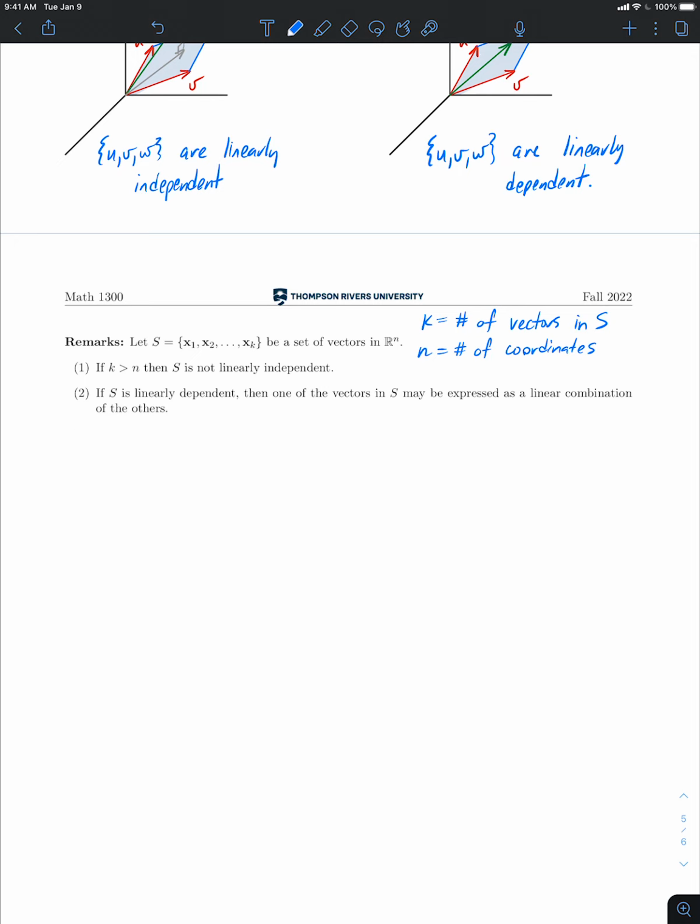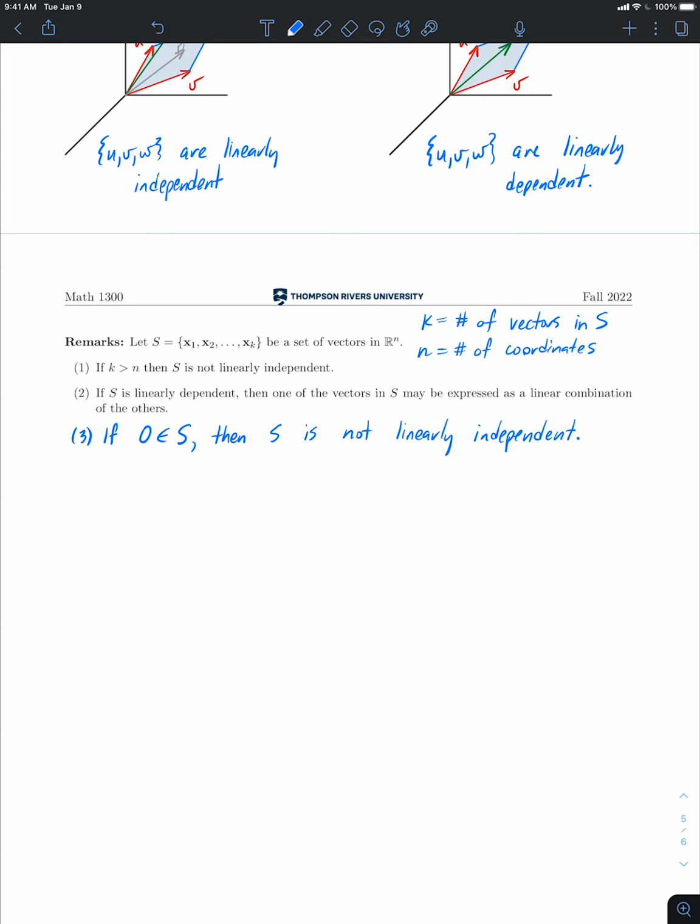And I'm actually going to add a third remark here. If S contains the zero vector, so if the zero vector happens to be one of the vectors in this list, then S is not linearly independent. And I'm going to let you think about why that's the case.